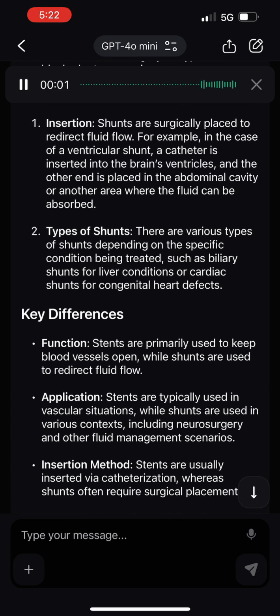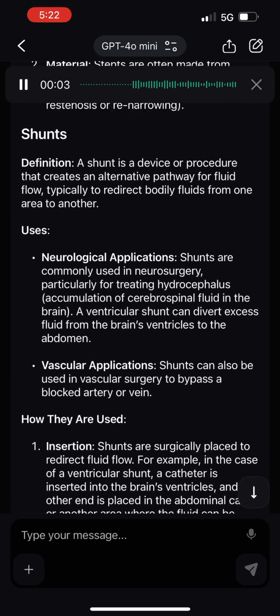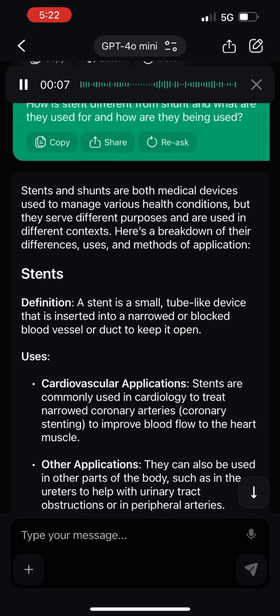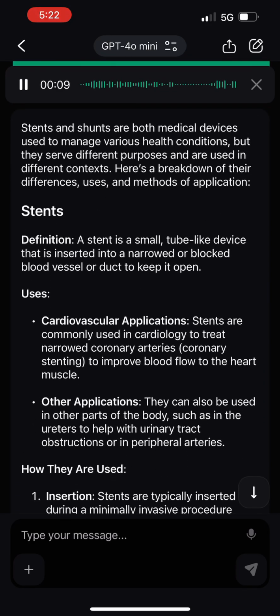Stents and shunts are both medical devices used to manage various health conditions, but they serve different purposes and are used in different contexts. Here's a breakdown of their differences, uses, and methods of application. Stents. Definition. A stent is a small, tube-like device that is inserted into a narrowed or blocked blood vessel or duct to keep it open.